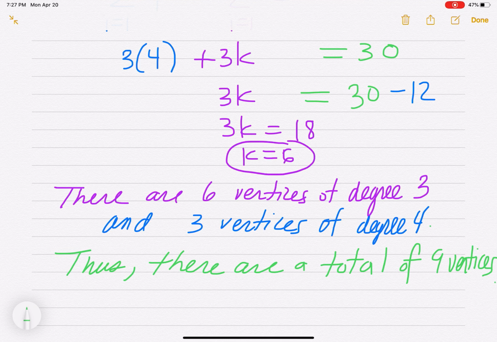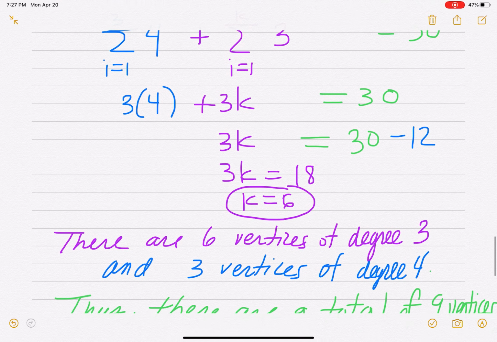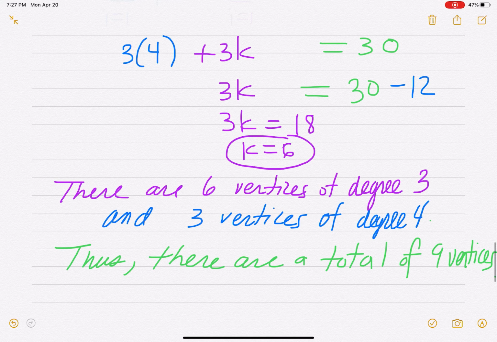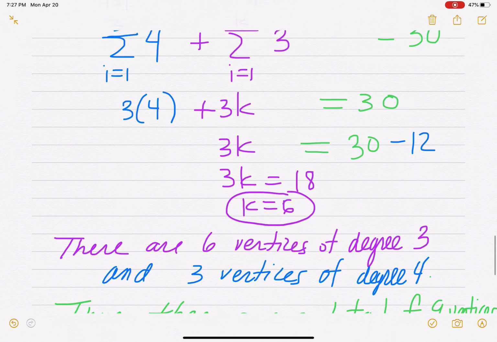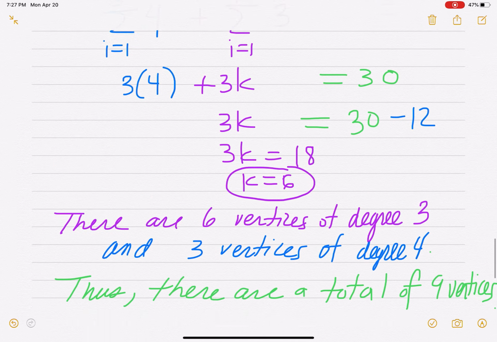You were given that 3 of those vertices had degree 4, and you found that there were 6 vertices of degree 3, right? All right, I think I'm going to stop right there. We'll go on with a bit of this later.